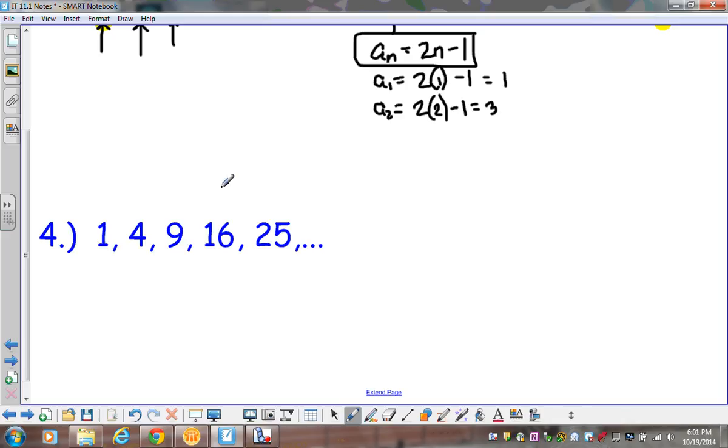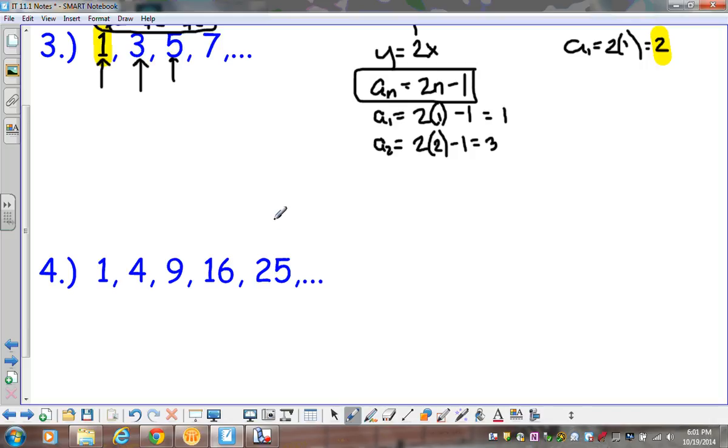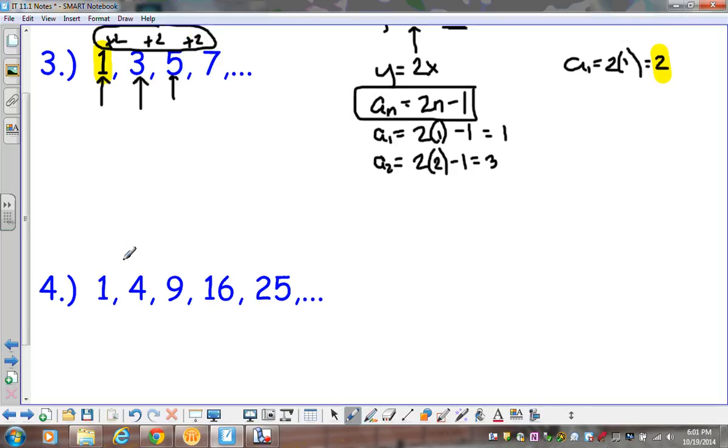All right, a little more involved. In this particular case, I'm not adding or subtracting the same thing each time. Notice I'm adding 3, then I'm adding 5, then 7, then 9. So I'm not adding the same value each time, so this particular one is not arithmetic.